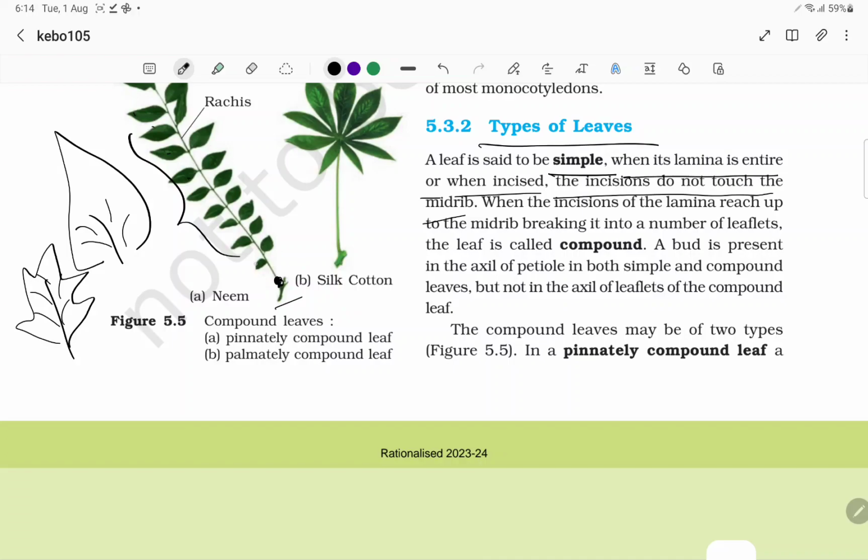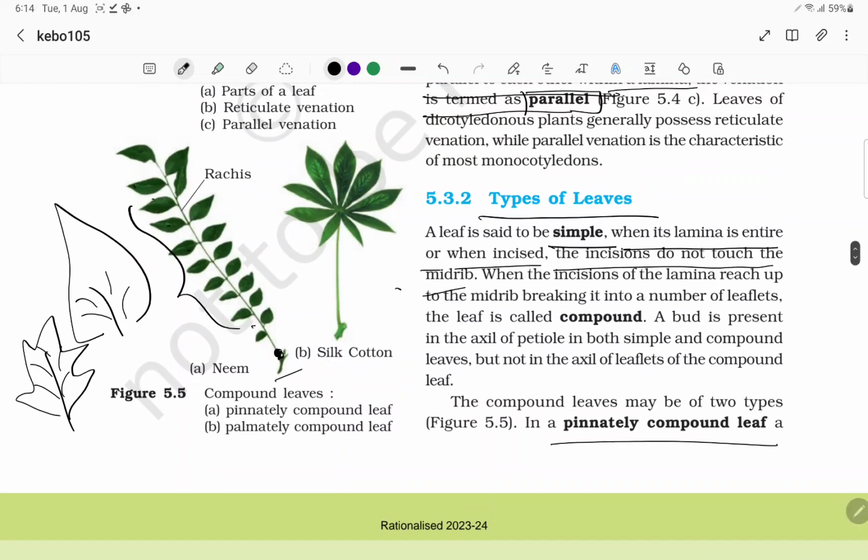But not in the axil of the leaflets of the compound leaf. The compound leaves may be of two types: pinnately compound and palmately compound. The pinnately compound, the example is neem. The palmately compound, the example is silk cotton.